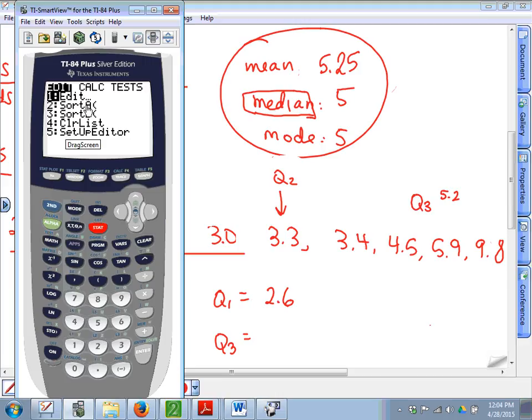Sort A means sort ascending. That means smallest to biggest. Sort D means sort descending, biggest to smallest. Which one do we want? So that would be sort ascending. So I'm going to hit option 2.